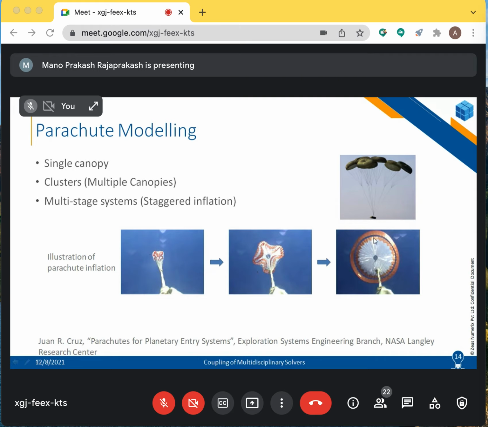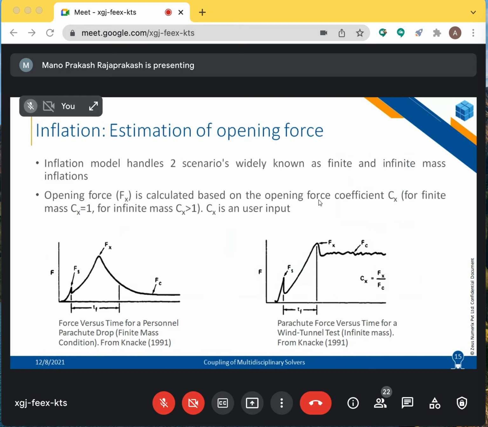This is 100% inflation. A parachute can have one canopy or multiple canopies, where each canopy can have its own suspension lines and its own riser system, all connected to one single payload. So these are the different stages. It can have multiple canopies or a single canopy. There are a lot of parachute systems, and the user, depending on the weight of the payload, usually decides how many canopies are to be included in the system. So it is based on this particular phenomenon that the modeling decision is taken.